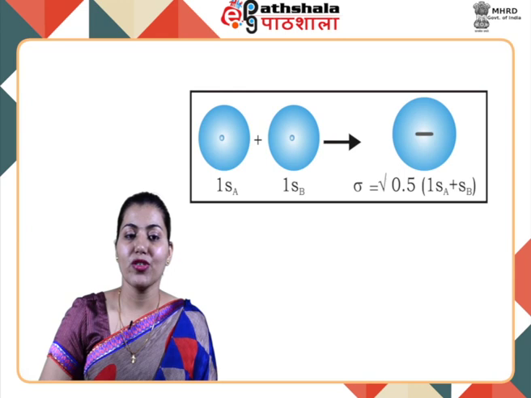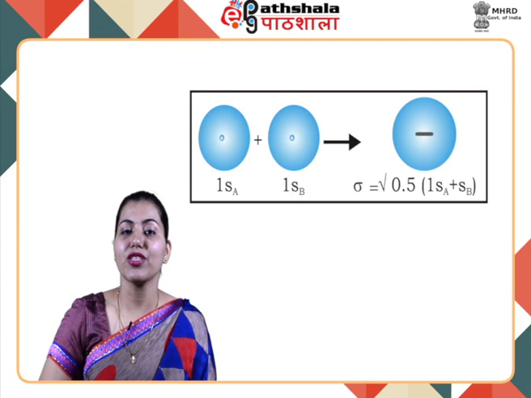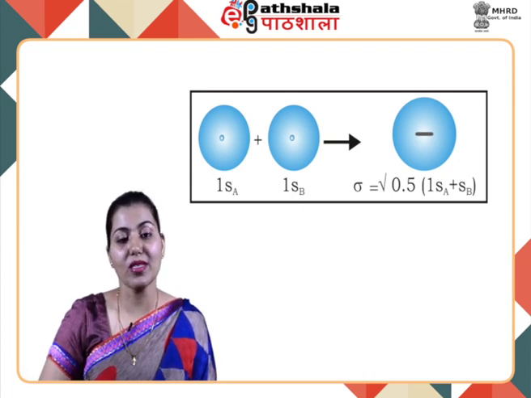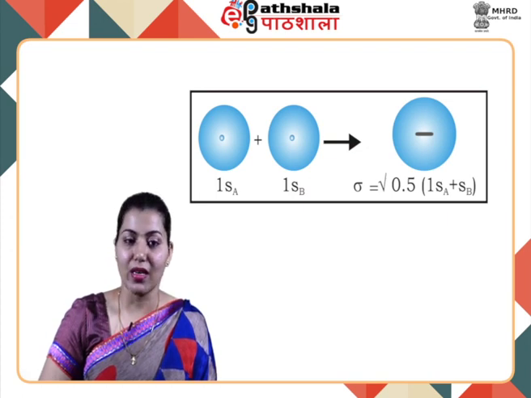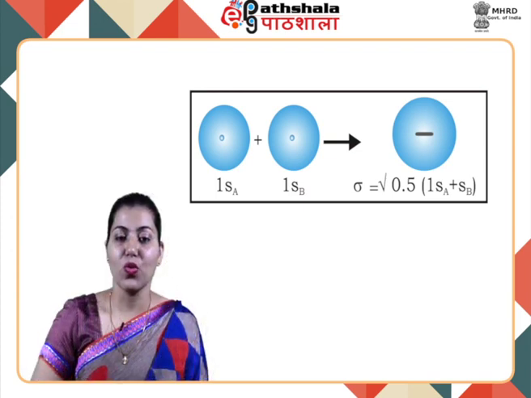The first consideration is the addition of two 1s functions with the same phase. This produces an MO around both the hydrogen atoms, which is the same phase everywhere and is symmetrical about the H-H axis. This is known as the bonding molecular orbital and is given a sigma label because of its symmetry. The overlap is suggested in figure 2, which gives rise to a sigma molecular orbital.